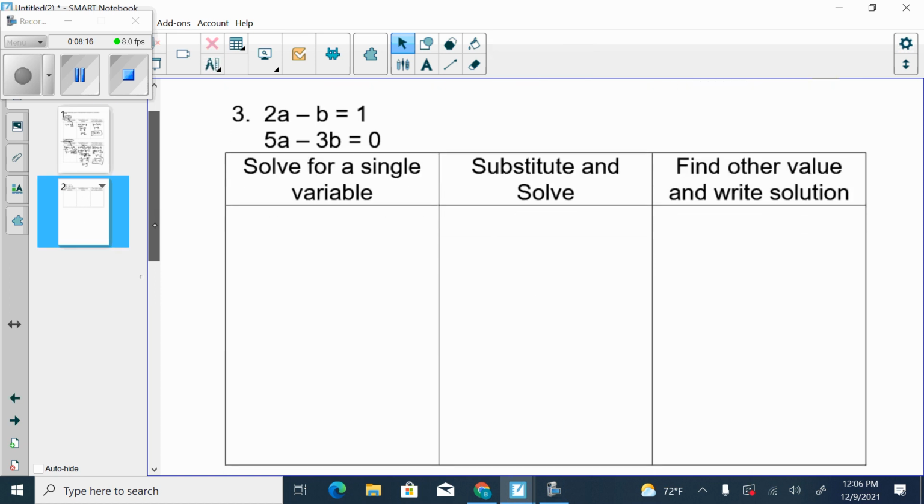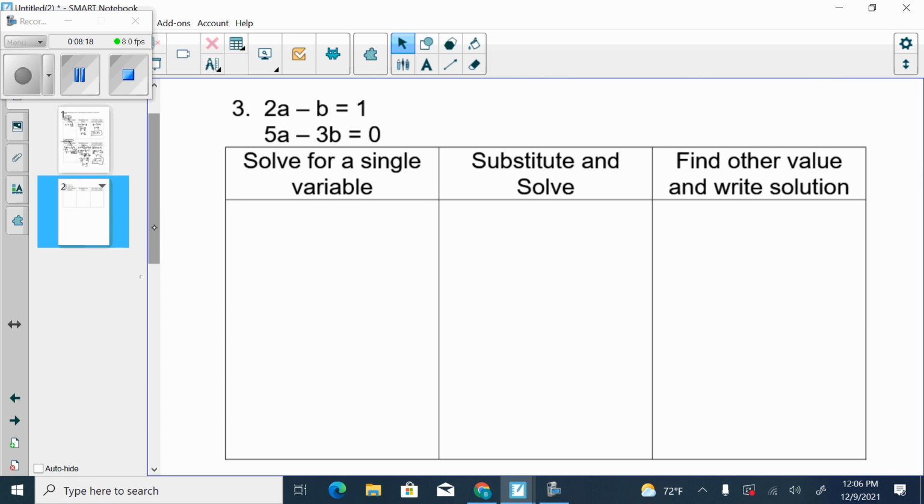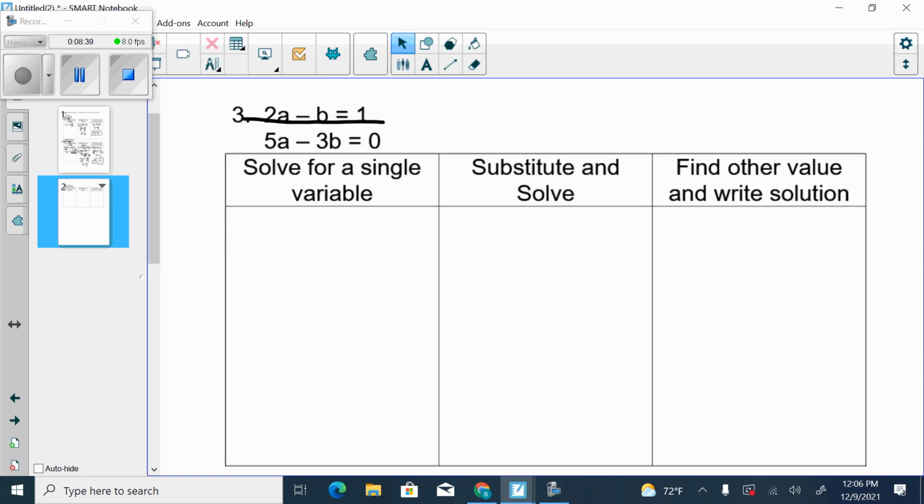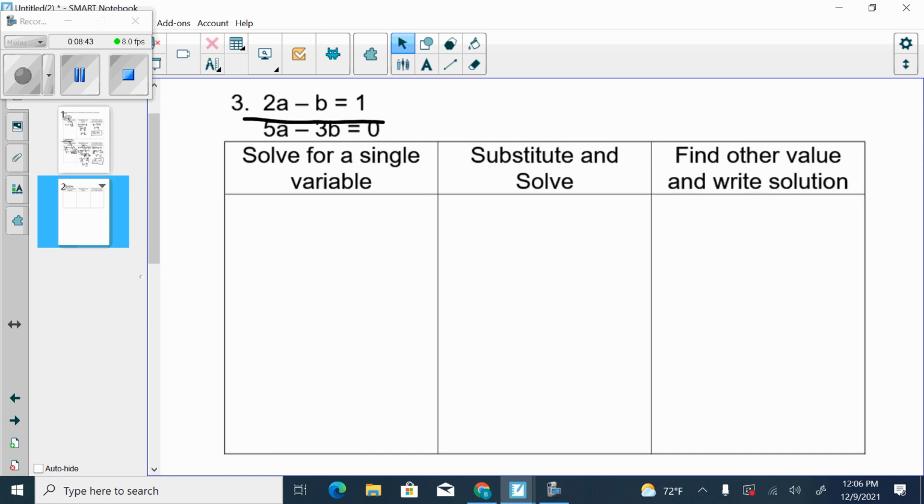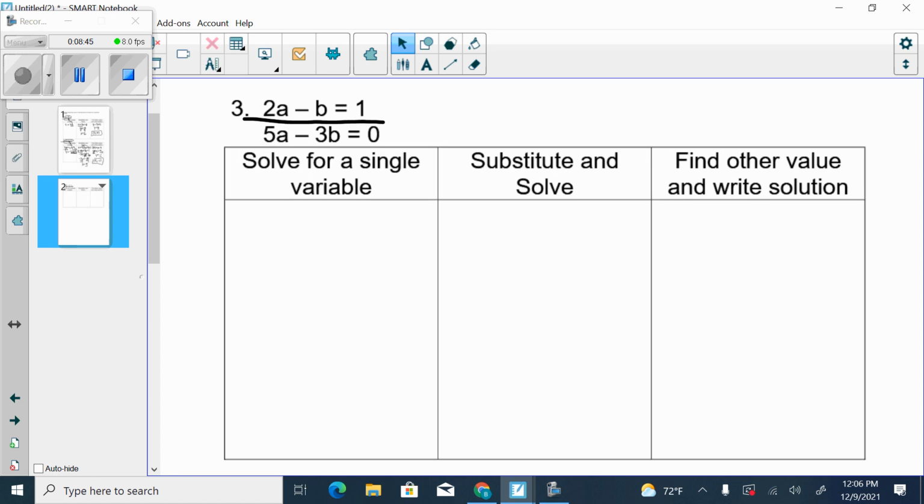So I will say that sometimes you need to look ahead, because whenever you try and get a letter by itself, you might end up getting fractions, and you don't want to get fractions, right? That makes it harder on you. So always look ahead, see which one is going to be the easiest to get a letter all by itself. Okay? Because on both of these, you're going to have to divide by either 5 or 3, right? And when you do, you get fractions. So we're going to use that top equation.